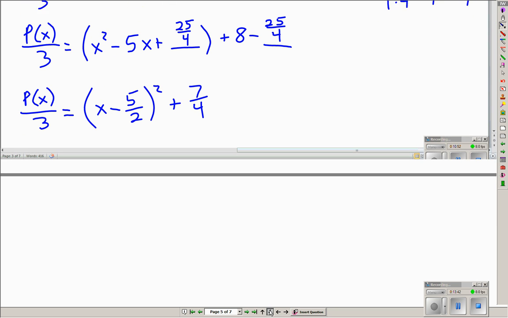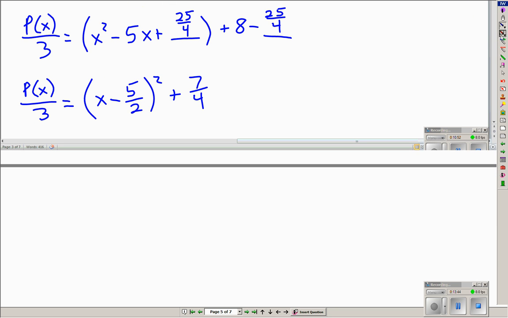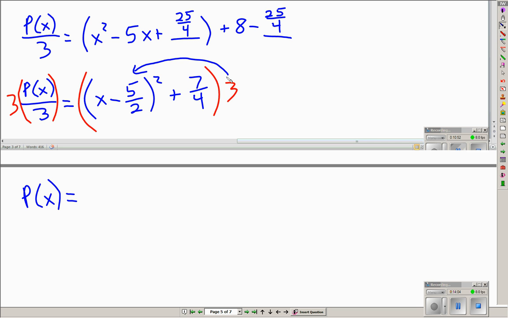Then we need to get the 3 back over. We'll multiply both sides by 3 times 3 times 3. 3 times p of x over 3 is just p of x. That's the whole reason we did it, so that would cancel out. Then do the 3 times the quantity and 3 times 7 fourths. 3 times the quantity is just 3 parentheses x minus 5 halves squared.